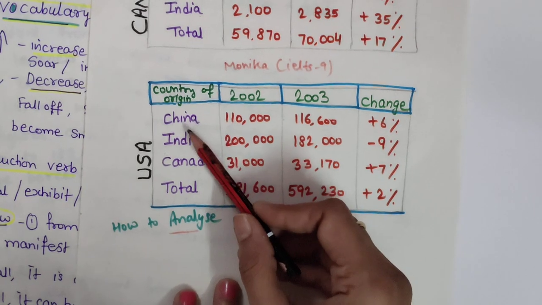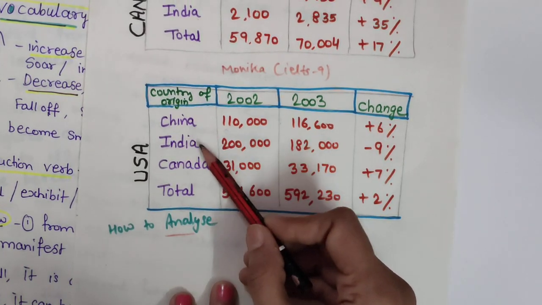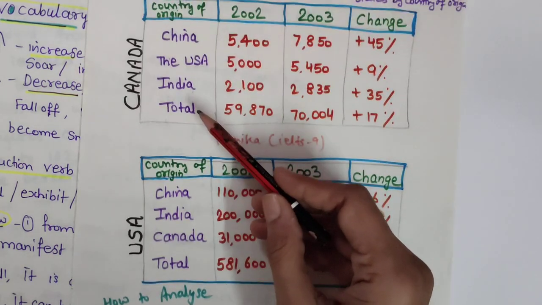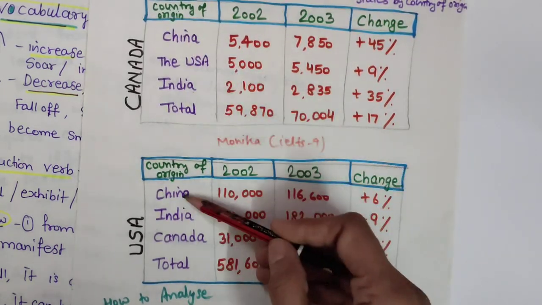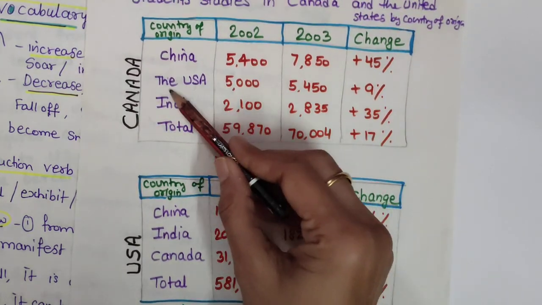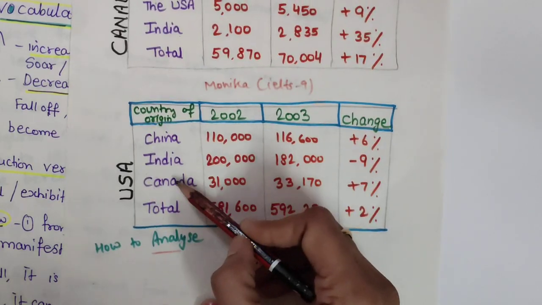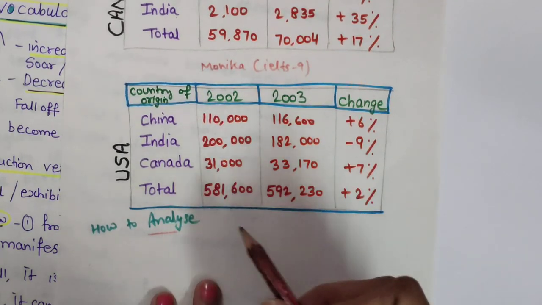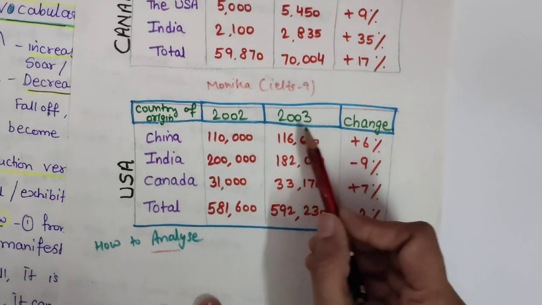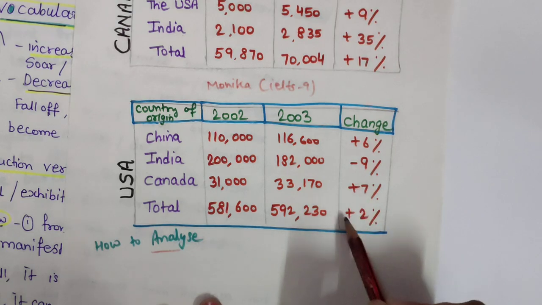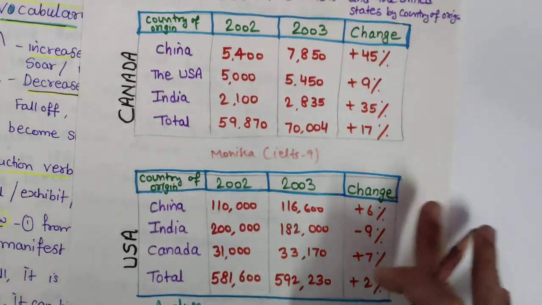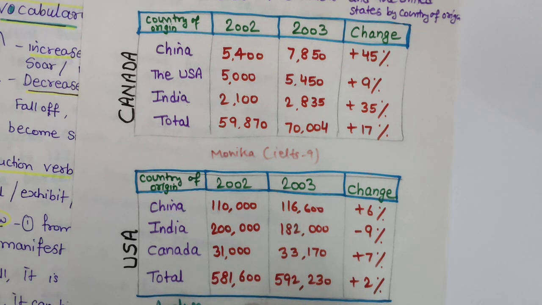The second table is showing China, India, and Canada. Two countries are the same in both charts, India and China. In the Canada table they have given USA, and in the USA table they are talking about Canadian students. Again 2002 and 2003, and the change is also there. One thing: if you look at this table, I am giving you 1 minute. Just analyze the table, then I will explain it to you.